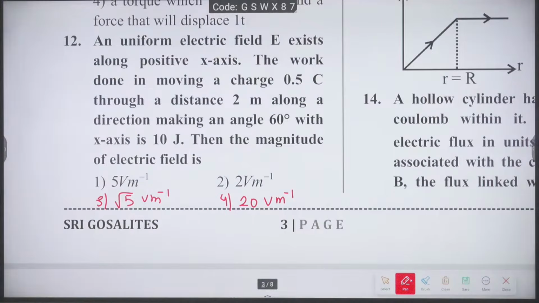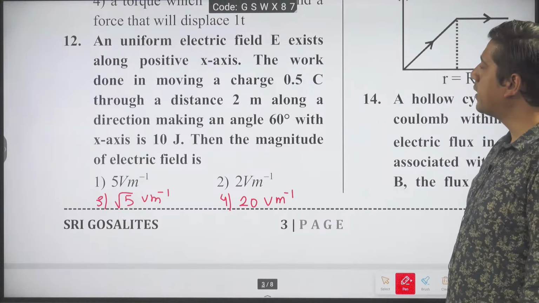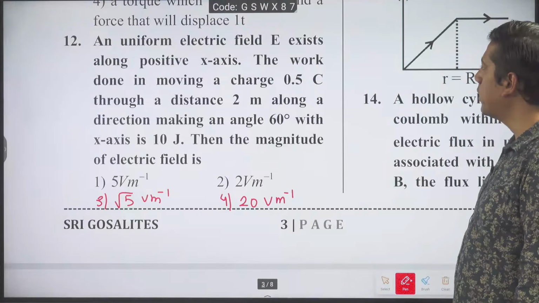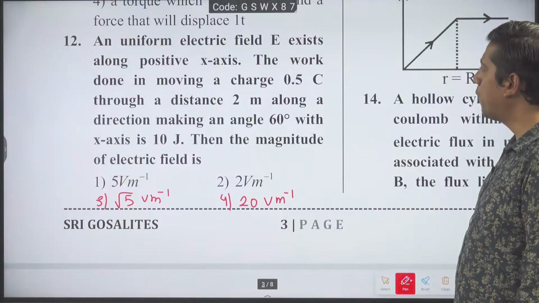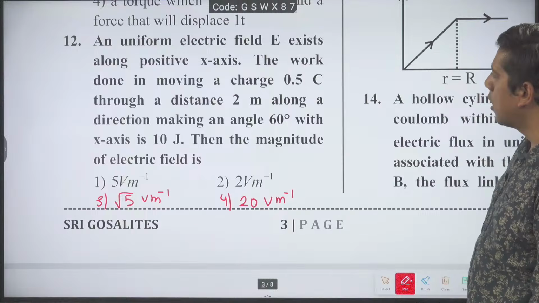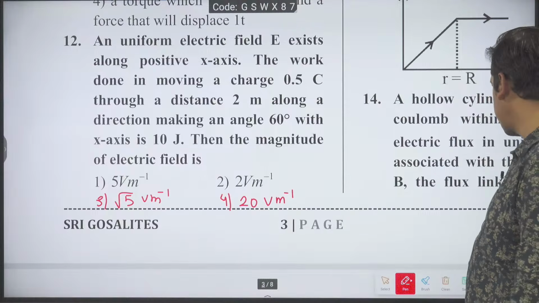Harika is saying 4. Okay, 1. 4, 4, 1. Okay. Option 4. Let's see. A uniform electric field exists along the positive x-axis. The work done in moving a charge of 0.5 coulomb through a distance of 2 meter along a direction making an angle of 60 degree with the x-axis. Okay.